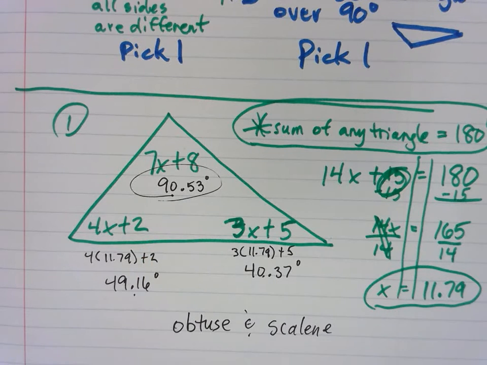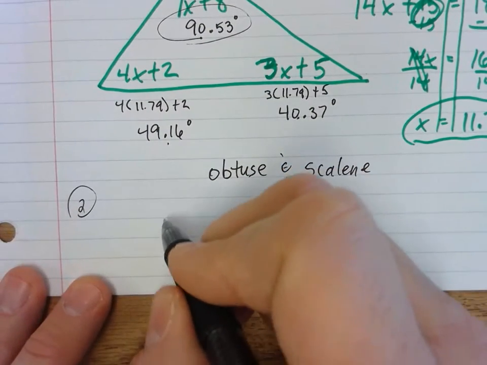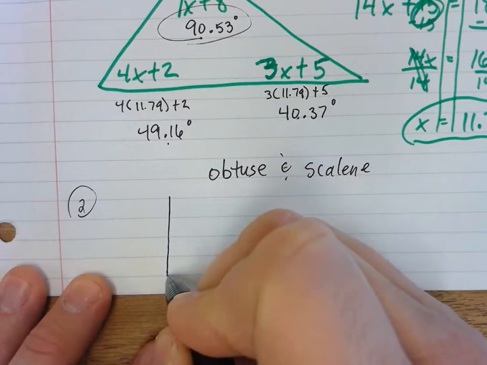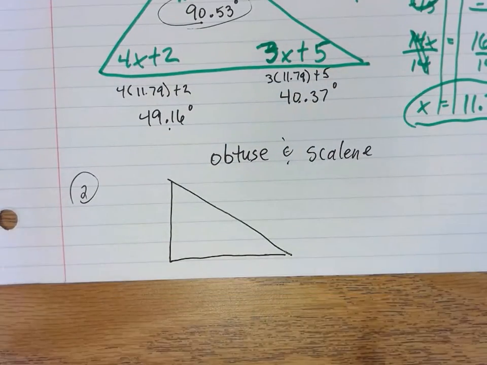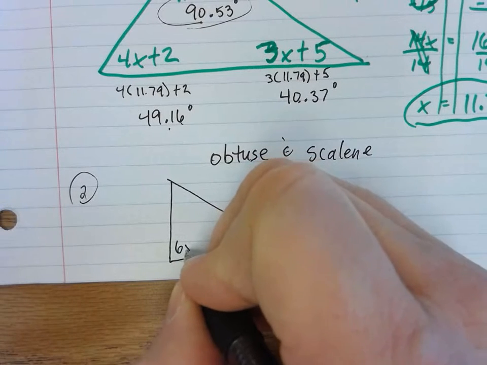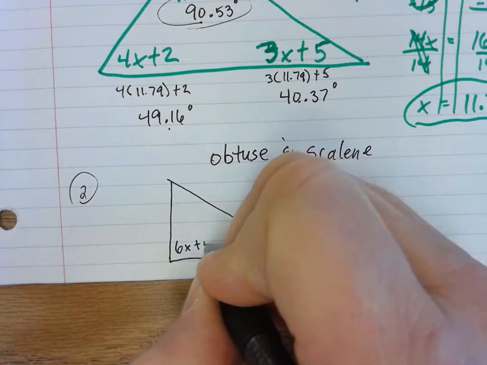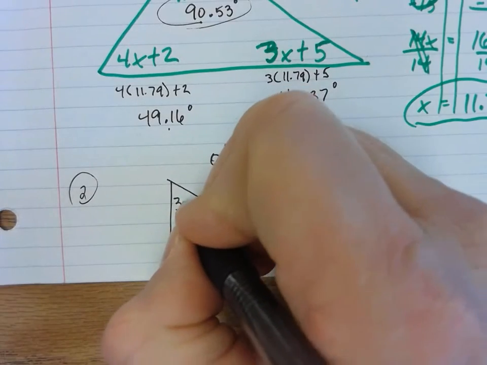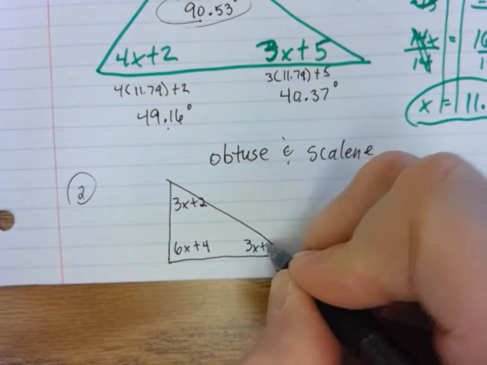All right, so let's do another one real fast. Stick one down here. I'll try my best to see what we do here. All right. So let's say we've got 6x plus 4, 3x plus 2, and another 3x plus 2.